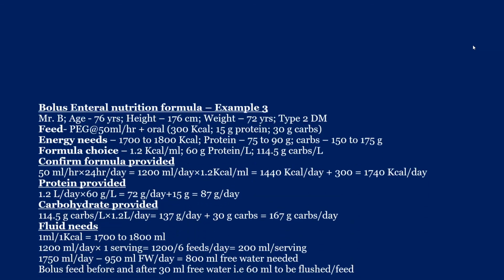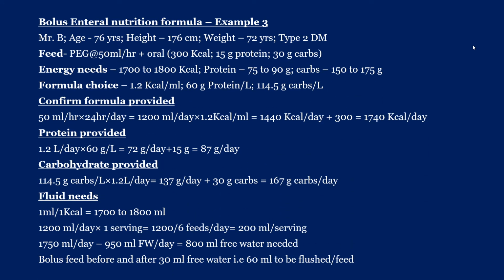Now let's see one more example, for bolus feed. A patient with known anthropometry measurements and comorbidity, administered with percutaneous endoscopic gastrostomy, and initiated oral intake with limited calorie, protein and carbohydrates. His energy need was found to be 1800 calories, with protein and carbohydrate. A 1.2 calorie per ml product was chosen, with protein and carbohydrate per liter.